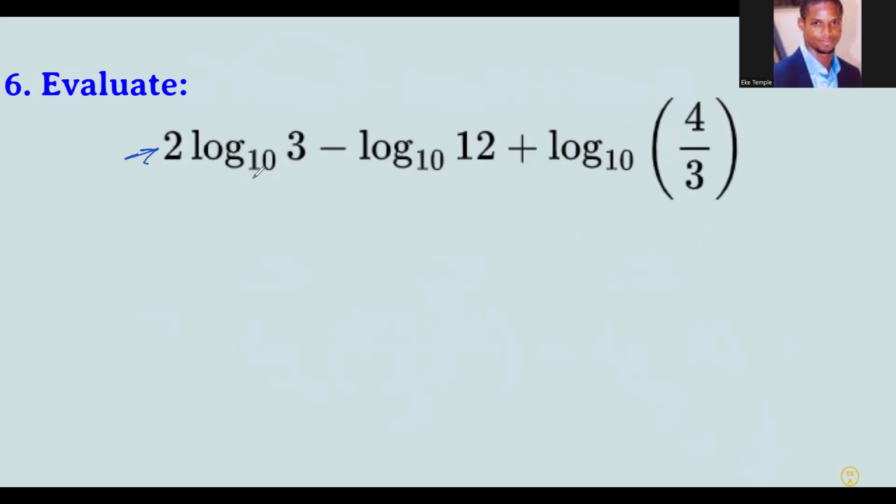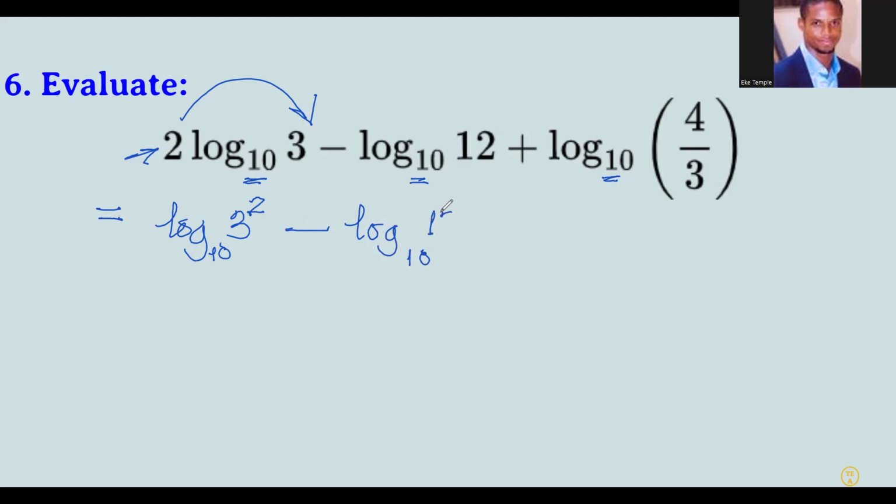All of them are written to the same base, the 10, all round. So let us take a moment to do that. Of course, the 2 moves as a power up there. And of course, you can evaluate that quickly. So this is 3 to the power t, log base 10 of 3 to the power t. You're thinking of 9 already, you're correct. Minus log base 10 of 12 plus log base 10 of 4 over 3.